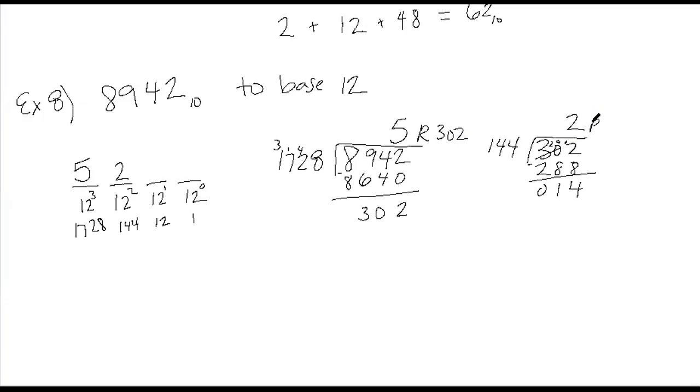I have a remainder of 14. So if I have 14, I'm taking 12 out. That only happens once. So I have a 1 in the 12 spot, and then I have 2 1s left. So 2 goes in the 1 spot. So our final answer would be 5212, and that was in base 12.